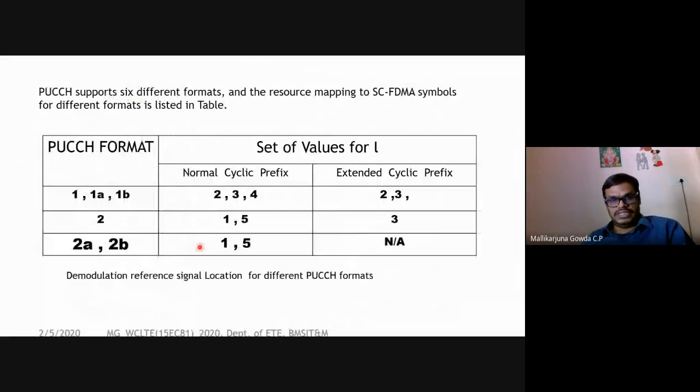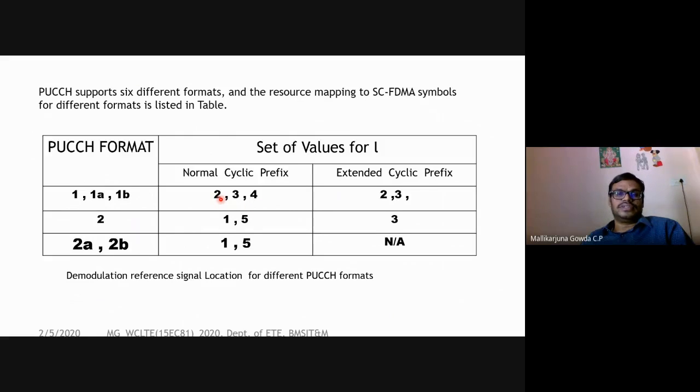And this is the table which shows the different PUCCH formats. With normal cyclic prefix, these are the values of l which are used for transmitting PUCCH reference signals. As I said, PUCCH supports 6 different formats, and the resource mapping to SC-FDMA symbol for different formats is shown here. For PUCCH format 1, 1A, 1B with normal cyclic prefix, these are the values of l. So l will be equal to 2, 3, 4.